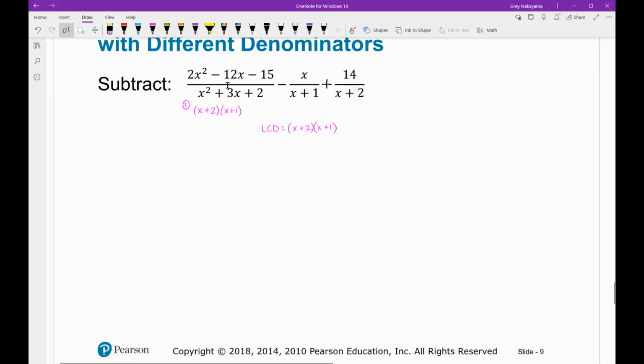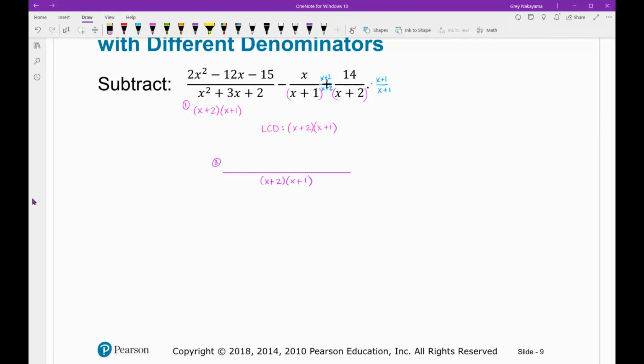I do not have it in the second one, so I'm going to have to multiply everything in that second one. I didn't want to do that. I didn't want to do both of them at the same time. Sorry. Multiply it by x plus 2 over x plus 2, and multiply the second one by x plus 1 over x plus 1. So what is that going to look like?